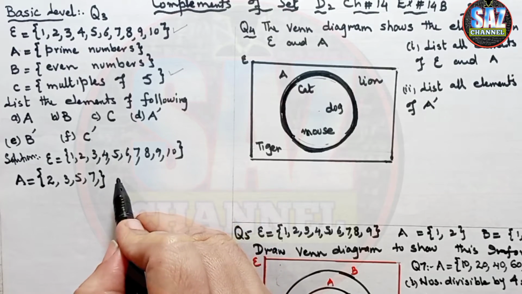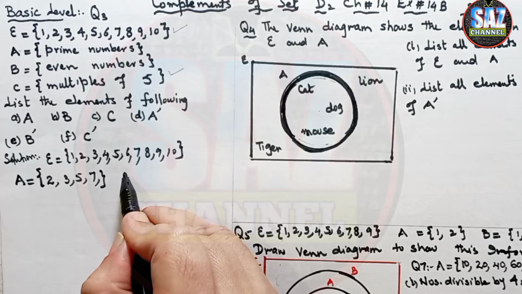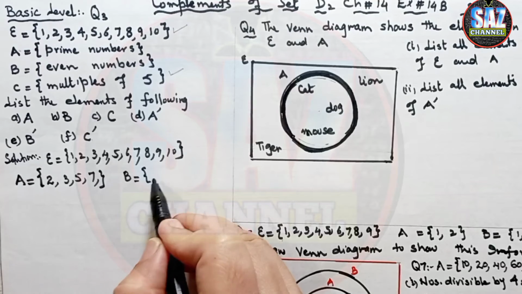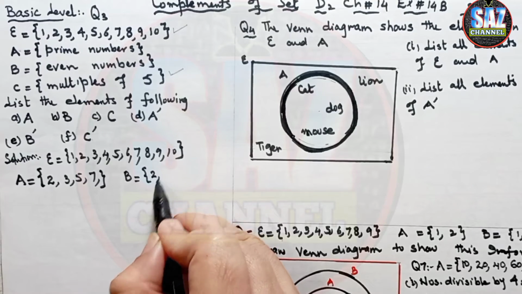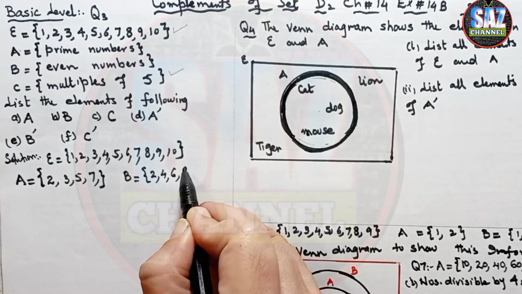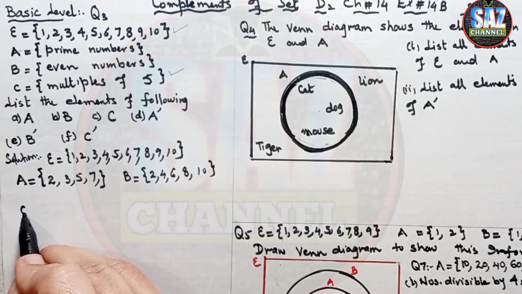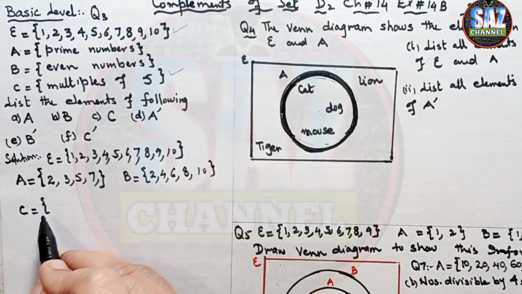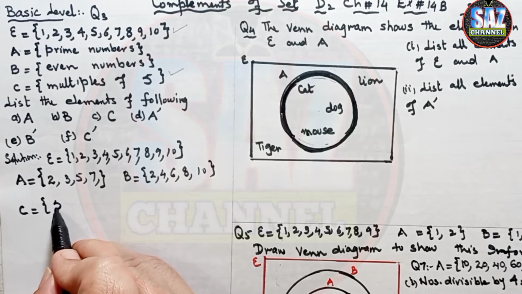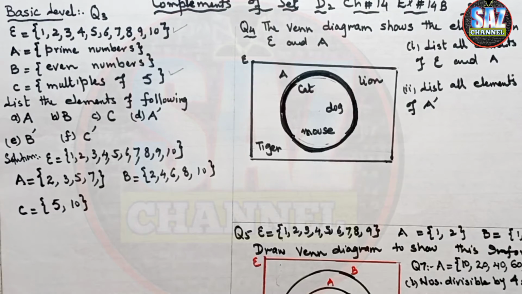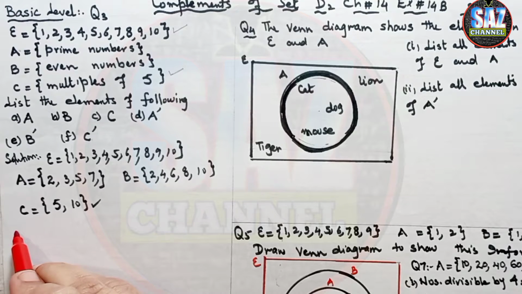And coming to set B, B is containing even numbers. So B will have the elements, even numbers from the universal: 2, 4, 6, 8, and 10. And in set C, we have to write multiples of 5. So the multiples of 5, there are two multiples of 5 here, 5 and 10. So the first three parts, A, B, and C, are done. And now we have to go for the calculation of A complement, B complement, and C complement.